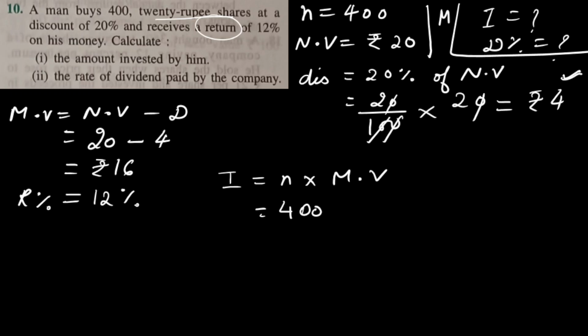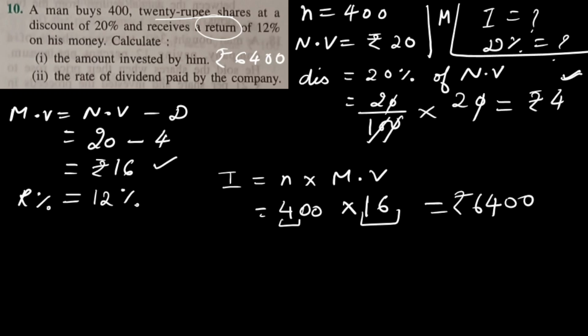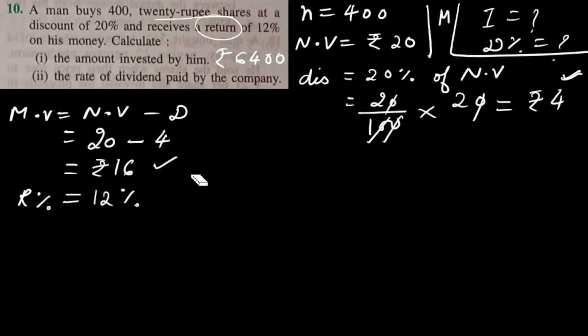Number of shares is 400. See, I have already written all the things. Market value is 16. Same thing now we will do: 16 with 4 will multiply. So what will we get? 64, and these 2 zeros we will write. So 6,400. So the amount invested by him is 6,400. With the direct formula, we just found it. N into V. Okay, now let's do the next part.